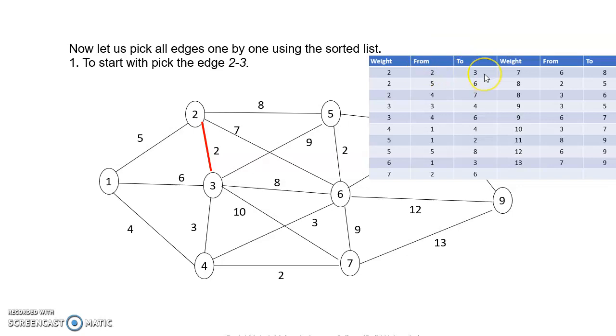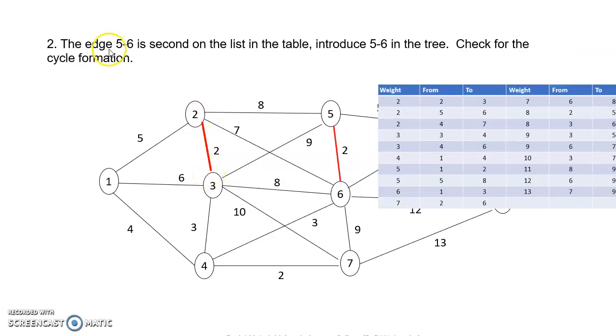Now we select the first connection from the table because the first connection has the least value of the distance weight. So this connection 2 and 3 are connected like this, and this is the first connection of the minimal spanning tree. Now next in the table is 5 to 6. 5 to 6 also is connected like this. Now we have 2 branches of the tree. Check for the circle formations every time you introduce a new edge to the minimal spanning tree.